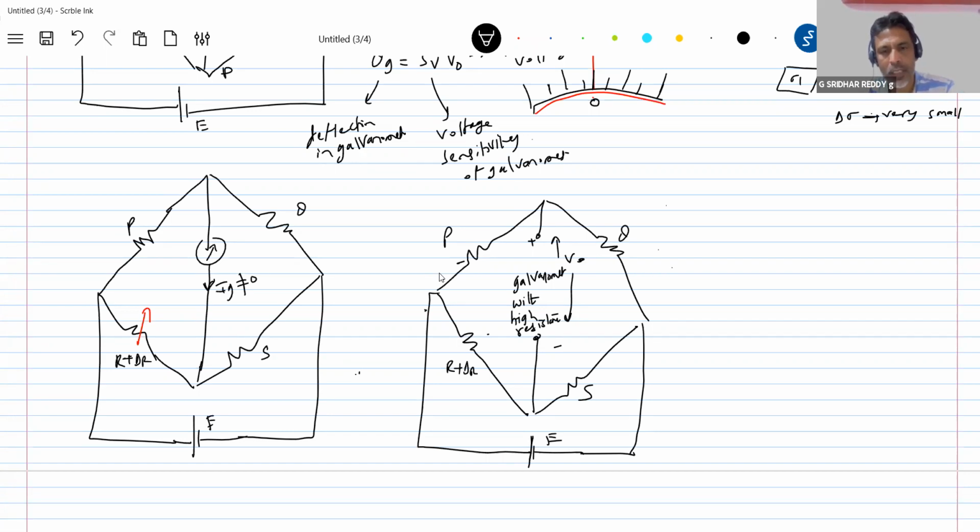There's a galvanometer of infinite resistance. So infinite resistance means what happens? I can replace it with an open circuit here. So in the books, what happens? They didn't try this galvanometer infinite resistance, so they just showed this open circuit.